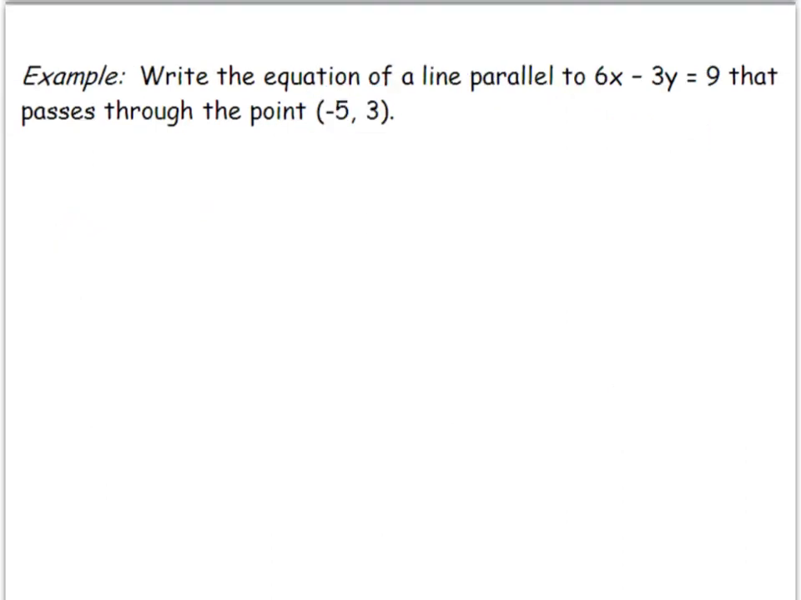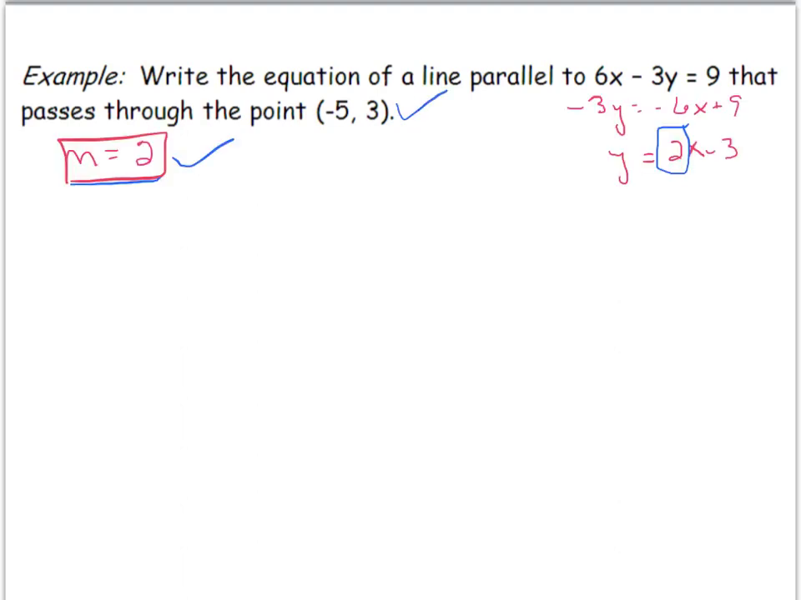All right, this next one says to write an equation of a line parallel to this equation that goes through this point. Very, very similar. If they're parallel, however, we know that their slopes are the same. So I'm going to have to manipulate this equation to find my slope. So that's what I would like for you to do first. Find the slope of this line and find the slope of your new line, please, and then come back.